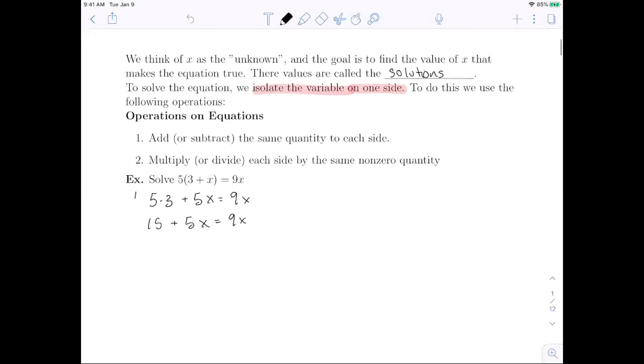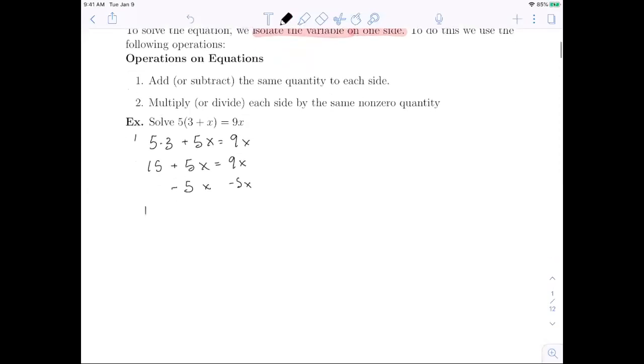Yes, Chloe, distribute was the right answer. So I'm going to subtract 5x from both sides. Minus 5x. So we get 15 equaling 4x. And now that I've got an x all by itself, I'm going to divide by 4. Can I reduce 15 over 4? I don't think so. And these 4s cancel out, so I'm left with 15 over 4 equals x.